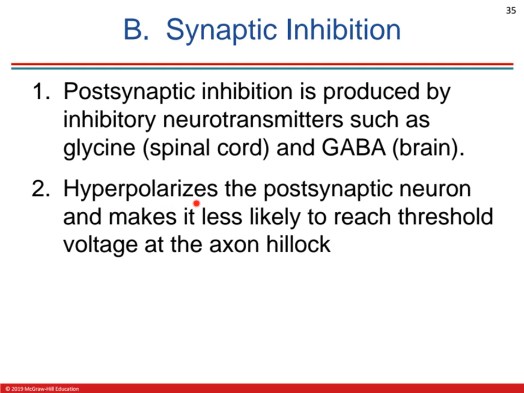So synaptic inhibition will hyperpolarize the postsynaptic neuron. So that's an IPSP, an inhibitory postsynaptic potential, and it makes it less likely that the membrane potential of the postsynaptic neuron will reach spike threshold at the axon hillock.